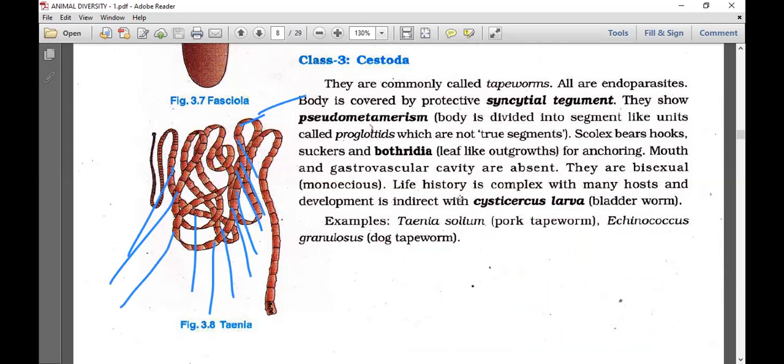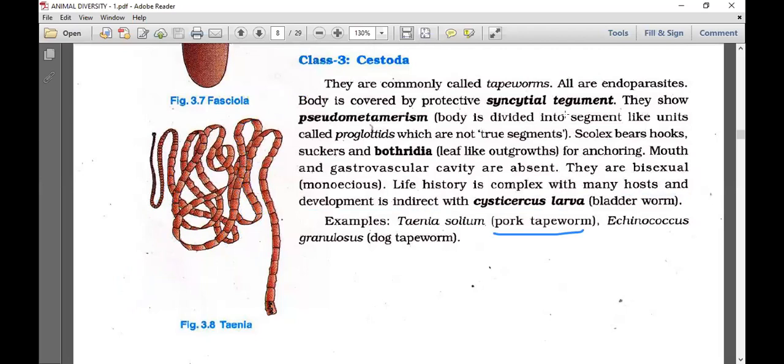The life history is complex with many hosts, and development is indirect with a cysticercus larva. For example, in the tapeworm there are two hosts. The human is the primary, definite host, and the secondary or intermediate host is the pig. Taenia solium is the pork tapeworm. Taenia saginata is the beef tapeworm. Echinococcus granulosus is called the dog tapeworm. So that is their speciality. To be remembered: the larva is cysticercus.